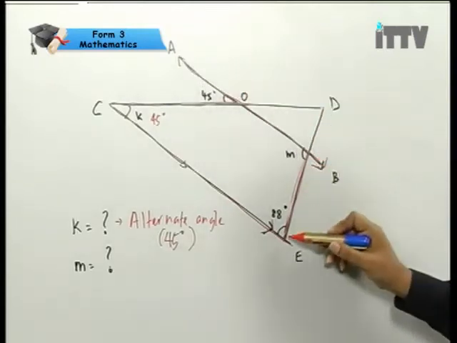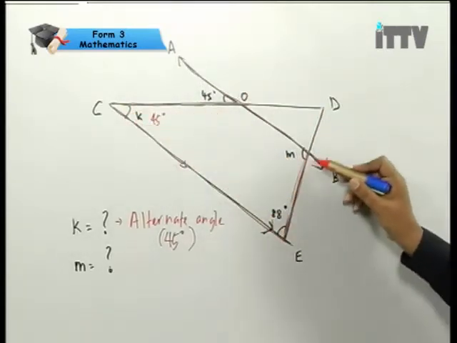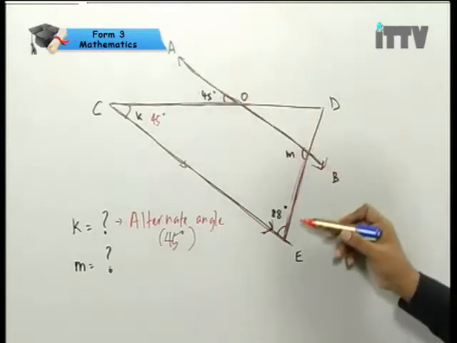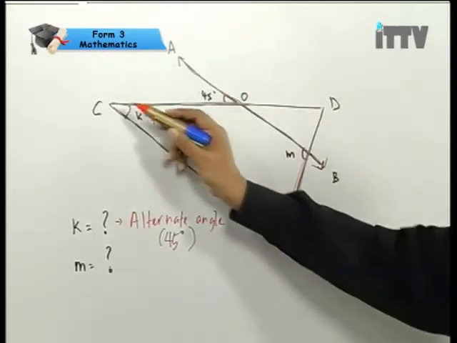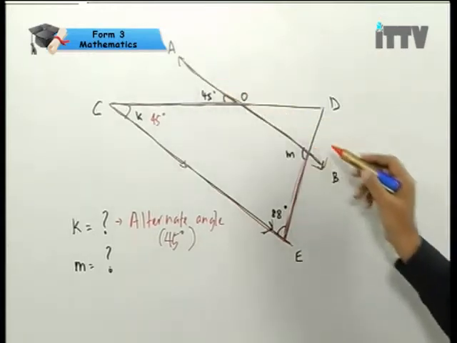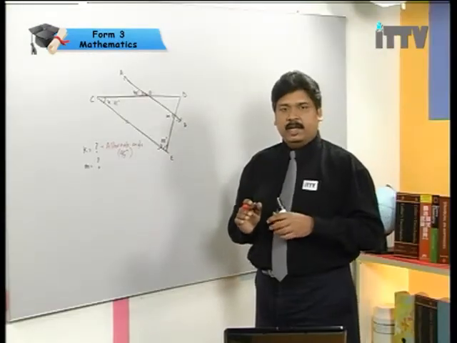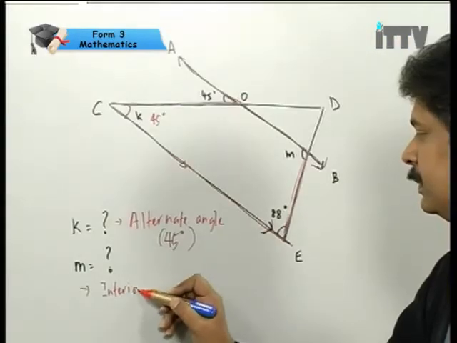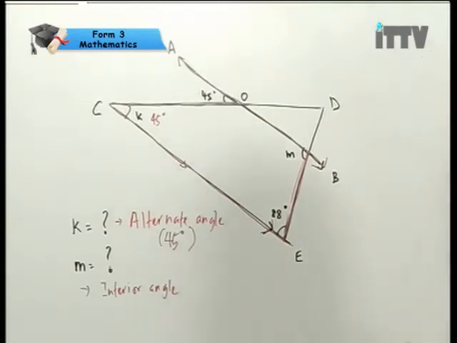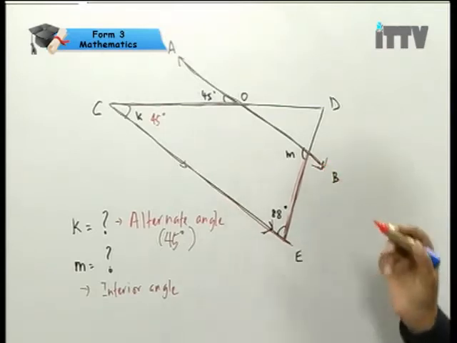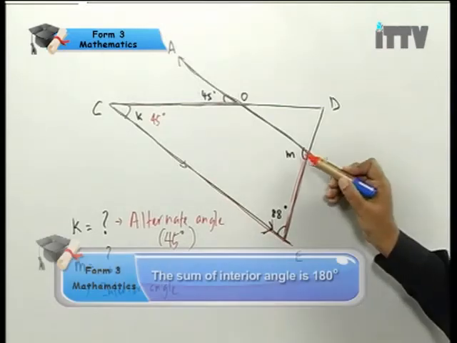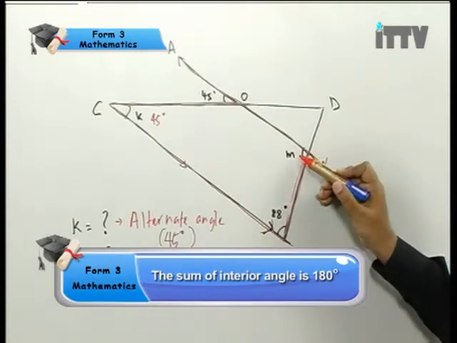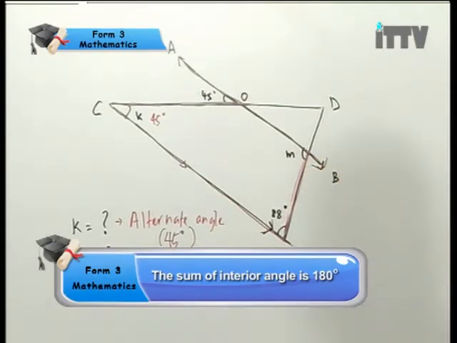And what can you see? You can see that it is forming a squarish U. When you talk about a squarish U, we are talking about an interior angle. So therefore, M is actually an interior angle. What is the concept of interior angles? The concept of interior angles is that the sum of the interior angles must be equivalent to 180 degrees.